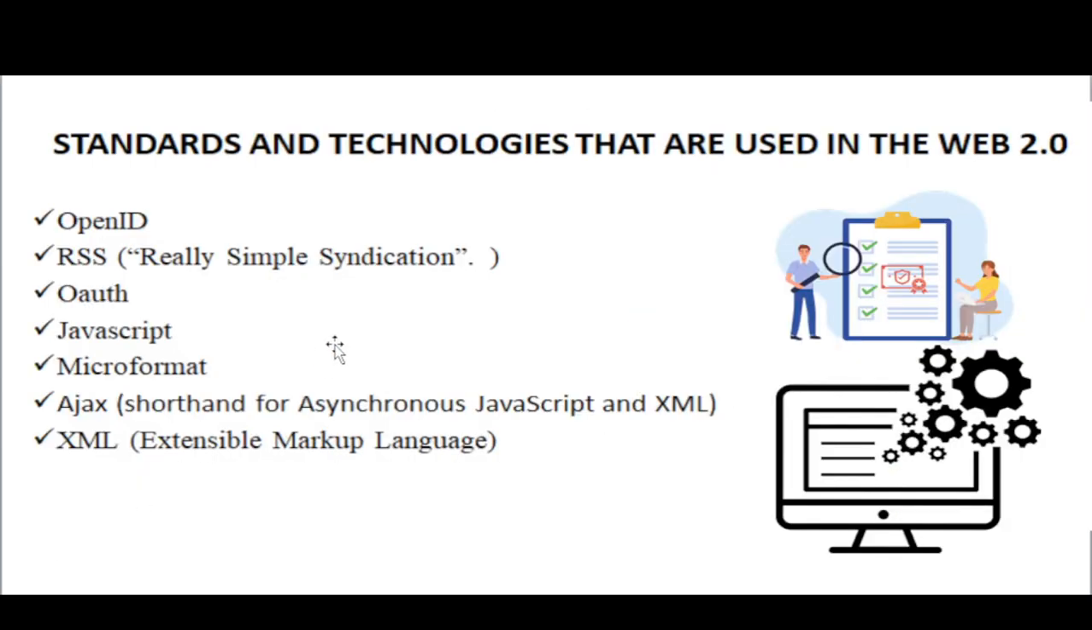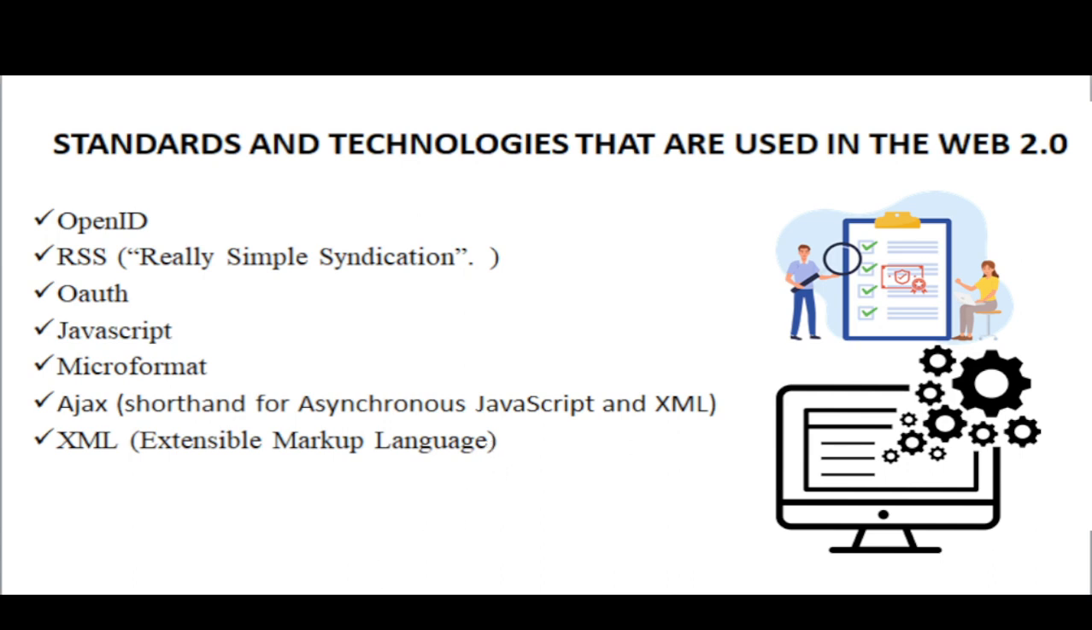Then standards and technology that are used in Web 2.0, that is OpenID, RSS, really simple syndication, OAuth, JavaScript, microformat, AJAX, shorthand for asynchronous JavaScript and XML, then XML, extensible markup language.